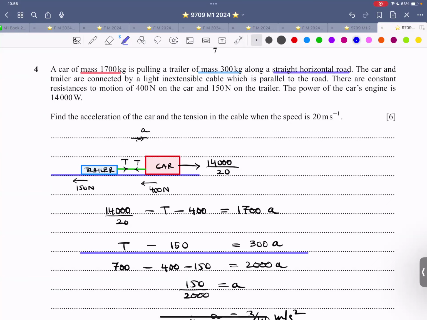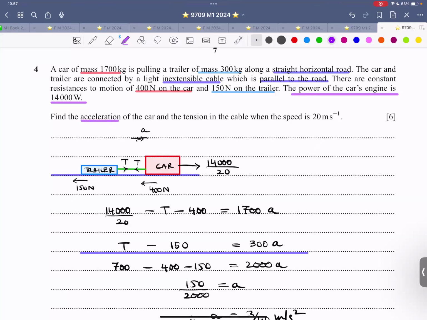The car and the trailer are connected by a light extensible cable, which is parallel to the road. That's how the tow bar or the cable, things like that. There are constant resistances to motion, 400 newtons on the car, and then 150 newtons on the trailer. And then it says the power of the car's engine is 14,000 watts.